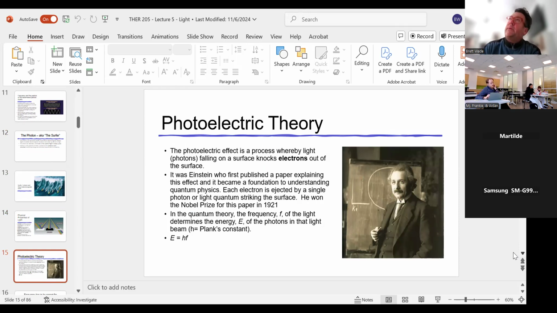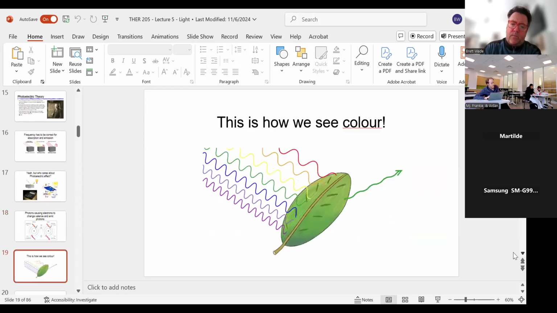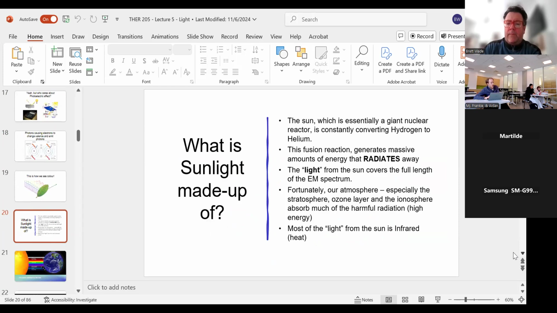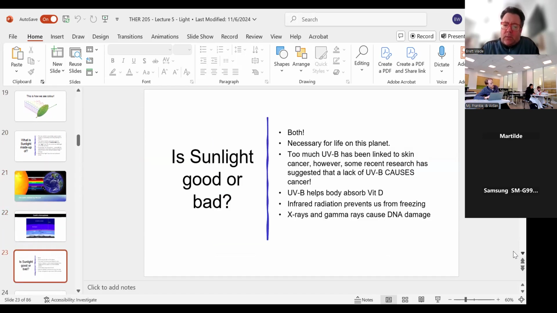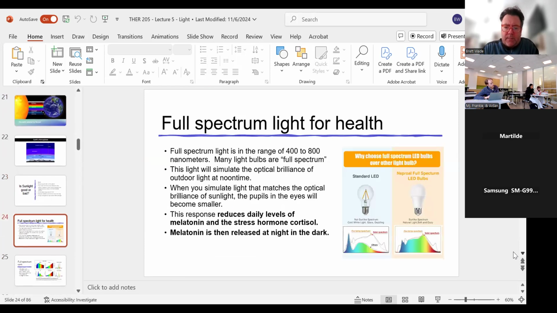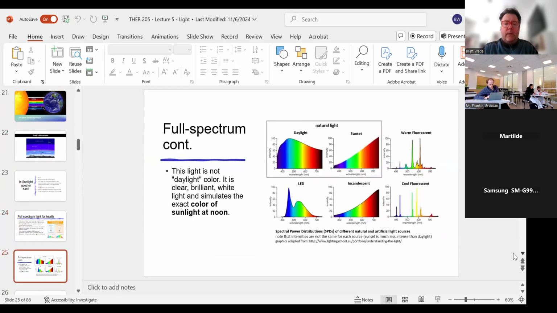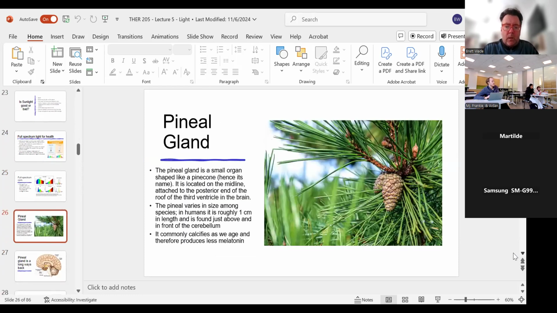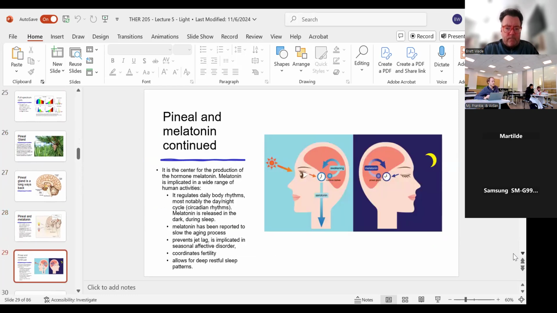Photoelectric theory, do I have anything on that? Don't believe I have anything on that. Photons. Yeah. Okay. Nothing here that I can see. Nothing there. Nothing there specifically. Melatonin, I'm going to ask that question for sure. Pineal gland, definitely a question. Where is melatonin produced, as that was already on the review question.